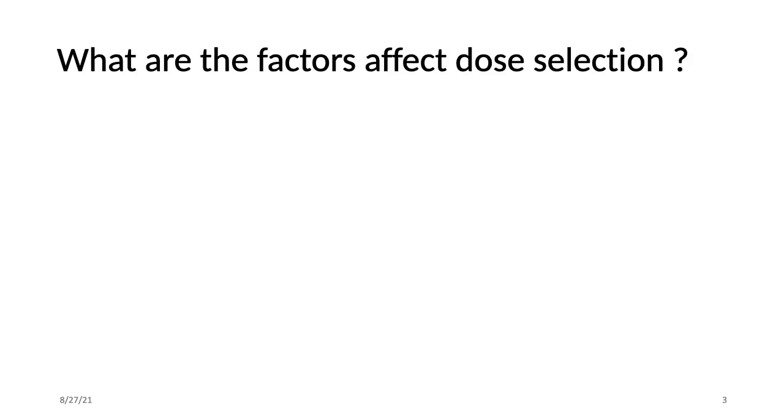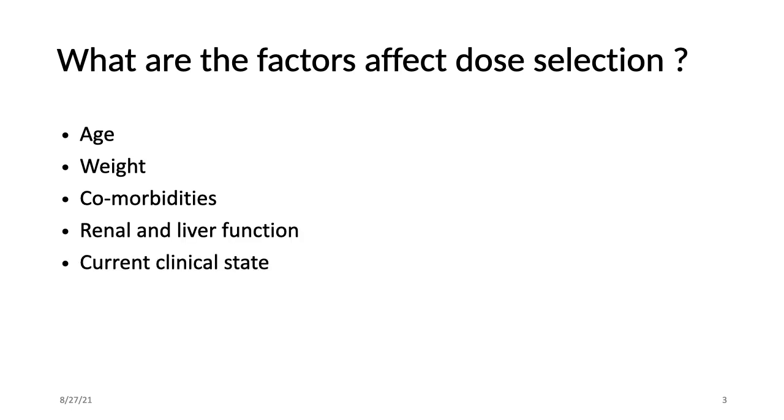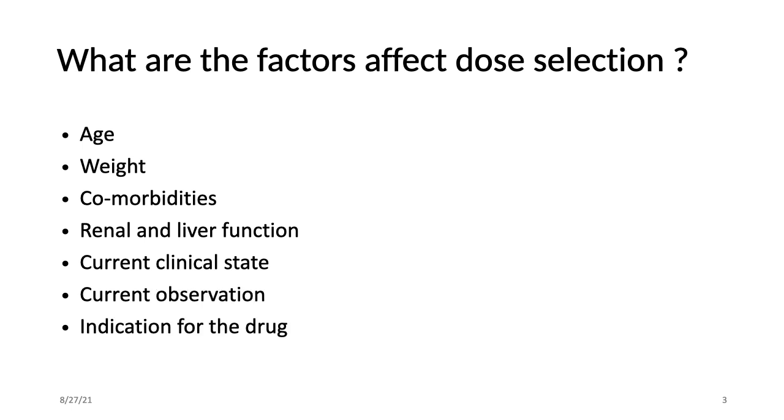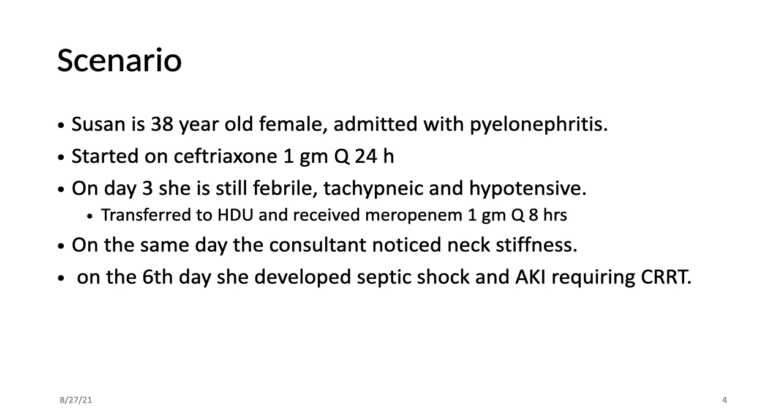There are many factors that can affect medication selection and dosing, including age, weight, comorbidities, kidney and liver function, current medical status, current clinical observation, and the indication for the drug, plus the route of administration.